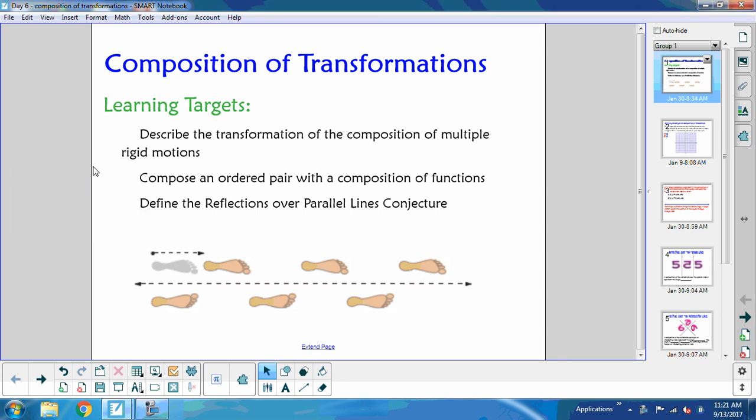So today we're going to talk about a composition of transformations. Composition just means we have multiple transformations happening at a time. Sometimes it's just multi-step. Sometimes it means another transformation will actually happen. So we're going to look at a couple different examples here. But really this is just applying everything we've learned so far.